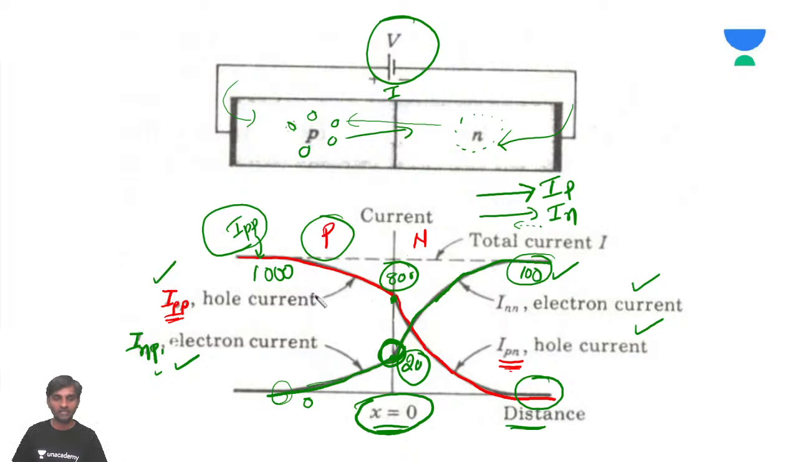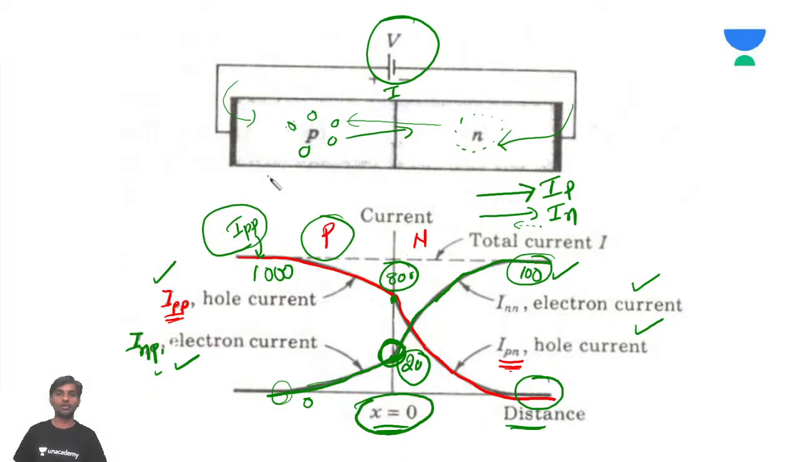So at any given point, the total current is a summation of majority charge carrier current plus minority charge carrier current. That is IP. The current in the P type region is the summation of IPP plus INP. Similarly, this current is INN plus IPN. At the junction, your current will be IPN naught plus INP naught.